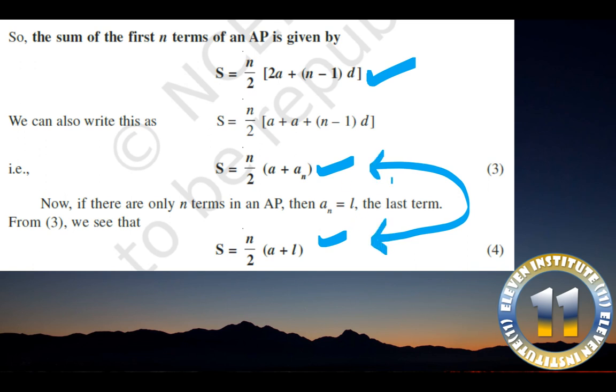Right. But please write these three formulas. This is the first one and this is the second one. These both are the second one, both are the same. Instead of an, you can write l also. Right? Please write them in your CW.